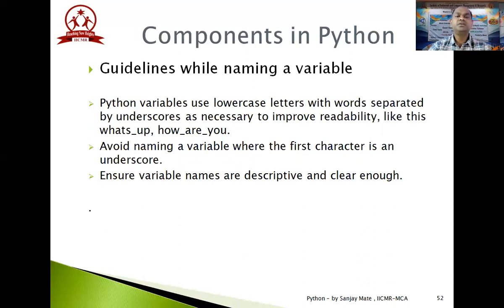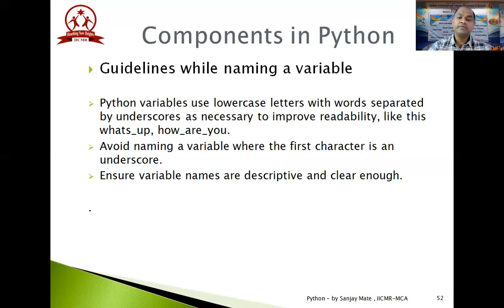Guidelines. These are certain ways to create variables which help the programmer understand the code. It is not mandatory to use them, but it is suggested. Python variables use lowercase letters with words separated by an underscore. We can separate two words with an underscore as a necessity to improve readability, like whats_up or how_are_you. So it is meaningful and readable. We cannot give spaces in between the variable name; it is treated as two different tokens, so it is not allowed.